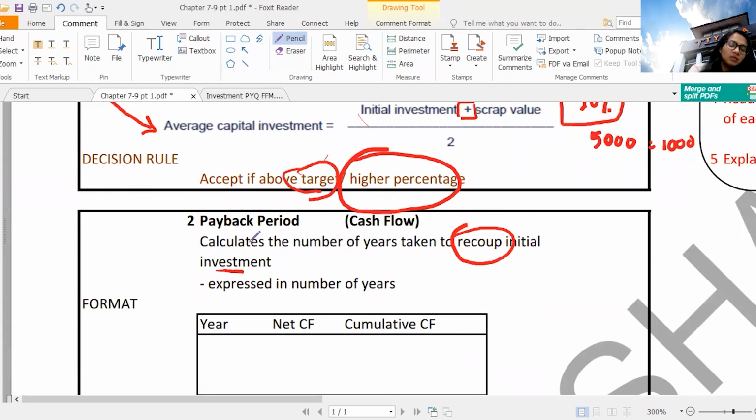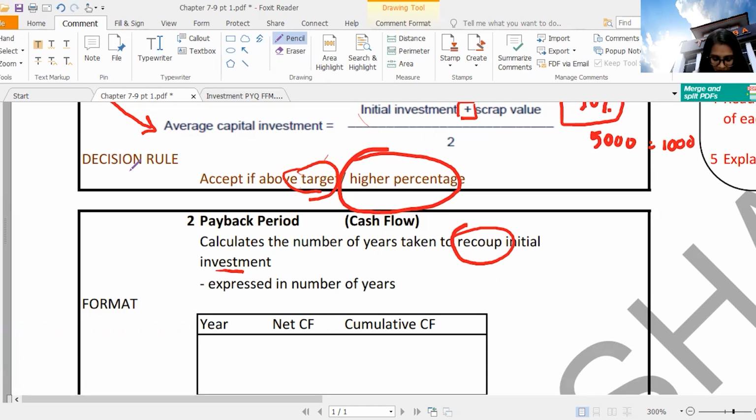So what does it mean? It means that you are calculating how many years it will take before you get back the amount that you have invested. So when I say how long would you take to get back the amount that you have invested, what is the concept that I would use? I would use the cash flow concept.